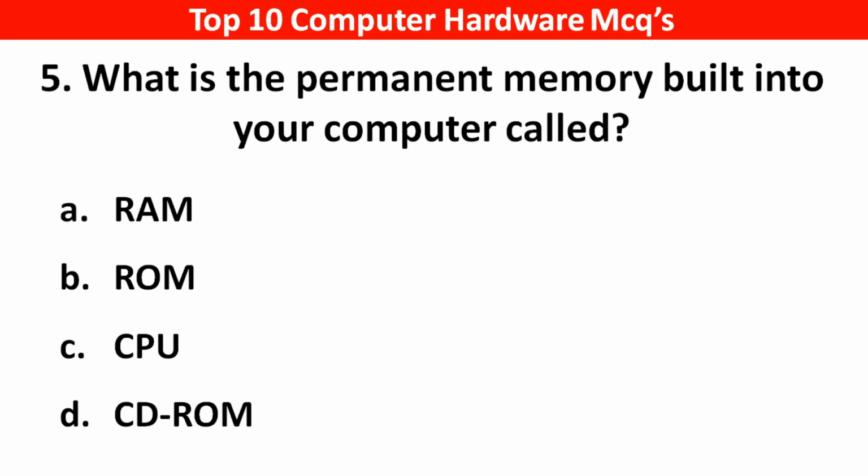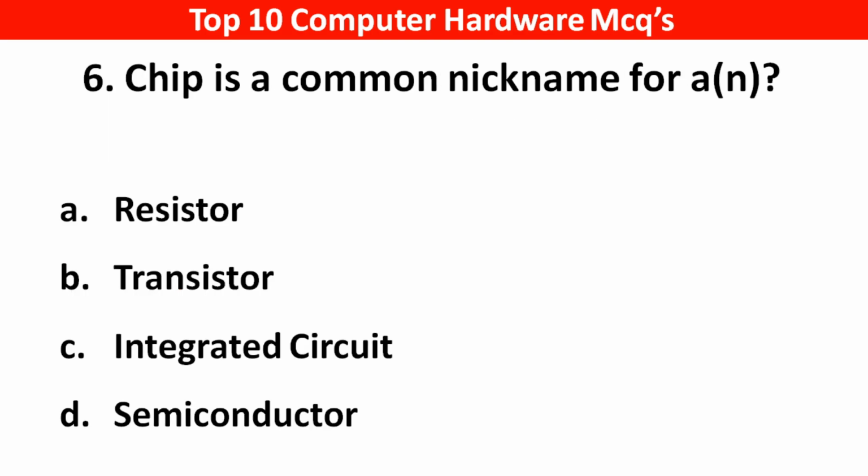Options: A RAM, B ROM, C CPU, D CD-ROM. Right answer is option B, ROM. Next question, chip is a common nickname for a.